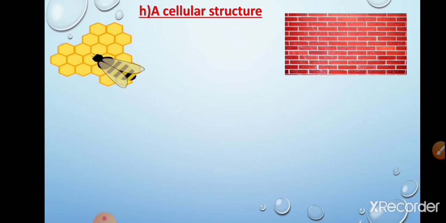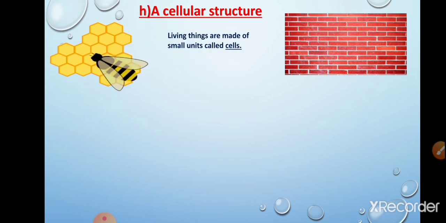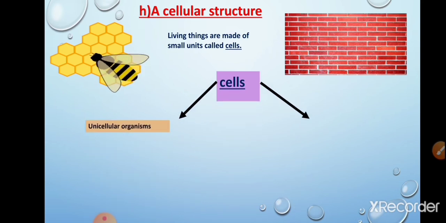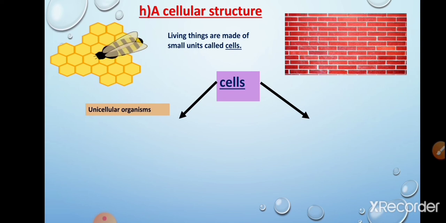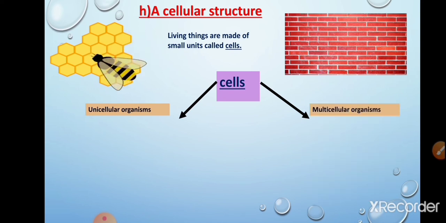From these, we can understand that every living and non-living thing is made up of small units. But in the case of living things, these small units are called cells. So living things are made up of small units called cells. All the actions and processes in the bodies of living things are brought about with the help of small cells. The cells are of two types: unicellular organisms and multicellular organisms.